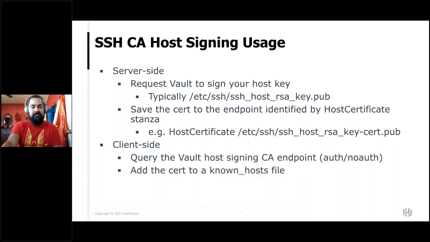On the client side, query the Vault host signing CA endpoint. This is either an authorized or no authorized endpoint. The nice thing about having the no authorized endpoint is if it's actually exposed on the internet, anybody who's able to connect to these things can get that public key down. And then the client adds the cert to the known host file.